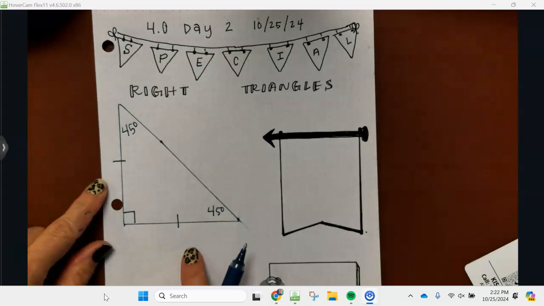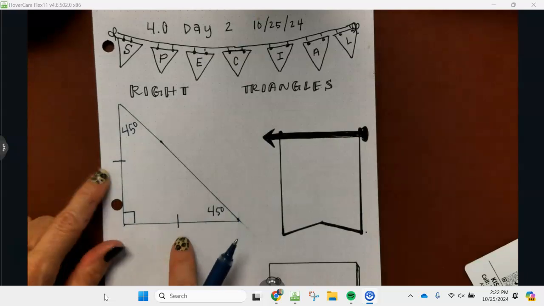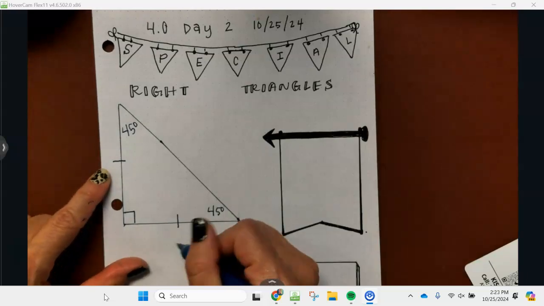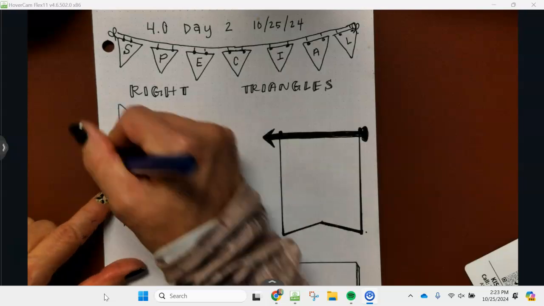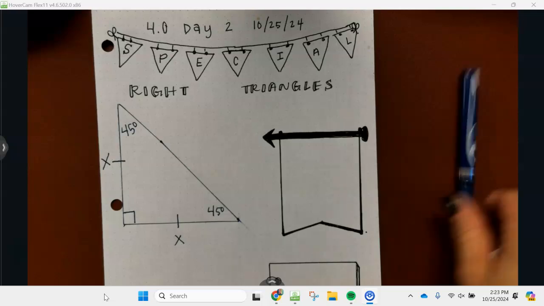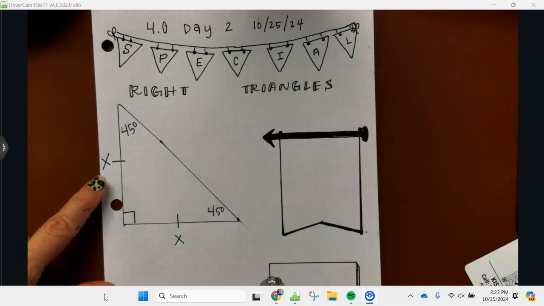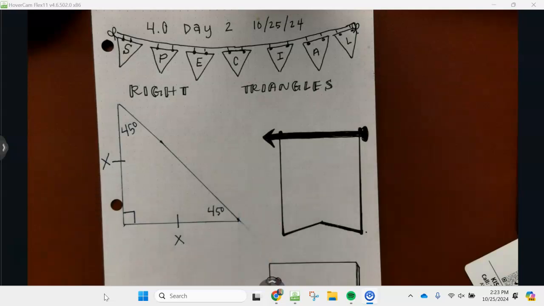Now, since we're going to find the hypotenuse, that's our mission for today. So I know both of these are the same. I'm just going to say they're both x because they are. They're the same measurement, whatever. We'll use x as a template. And then we're going to go way back to junior high, and we're going to use the Pythagorean theorem to find the hypotenuse.